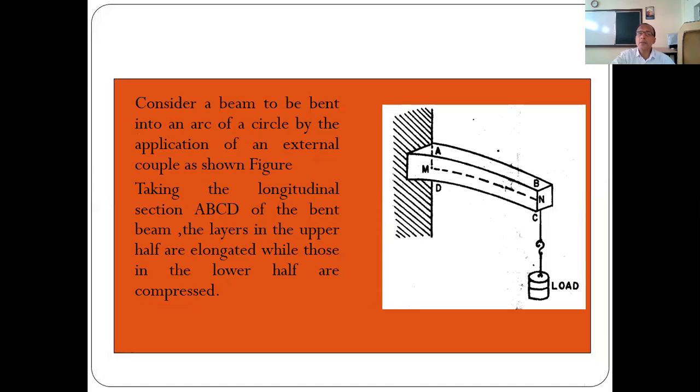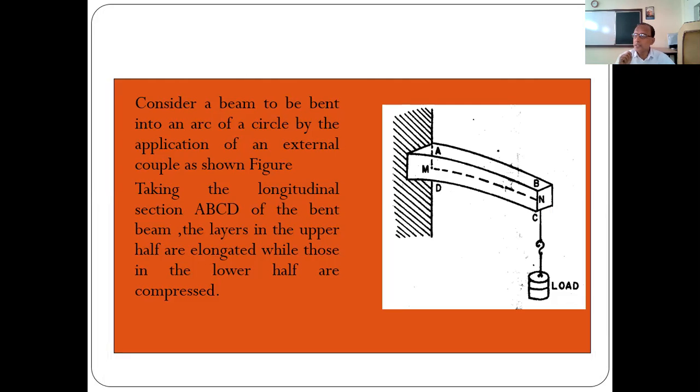Now let us see here. Consider a beam. One end of this is A, B, C, D. This is the beam like this, consisting of different layers AB, MN, and DC, and so on. One end of this beam is fixed to a rigid support like this. With the help of a rigid support, it is fixed, while to the other end, the weight or load W is attached. Now, due to the action of this load, or in other words, due to the application of the weight W, the beam is bent, it will bend, to form a circular arc by the application of the external couple.